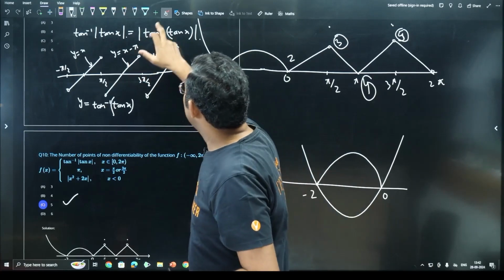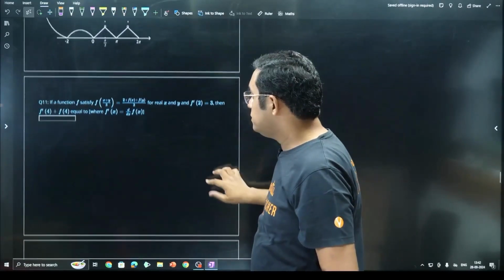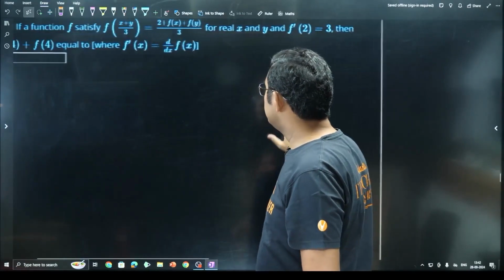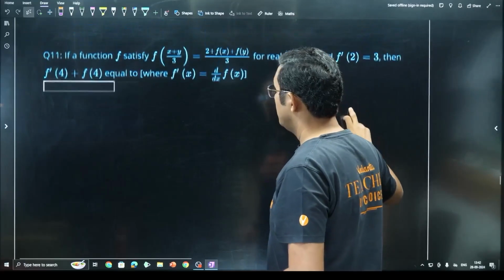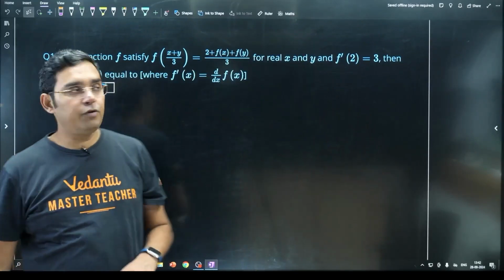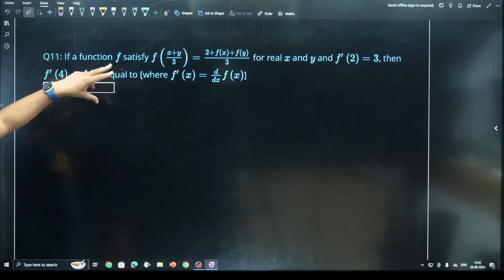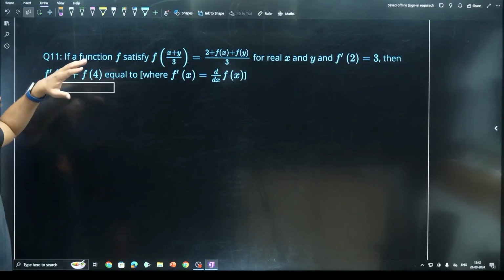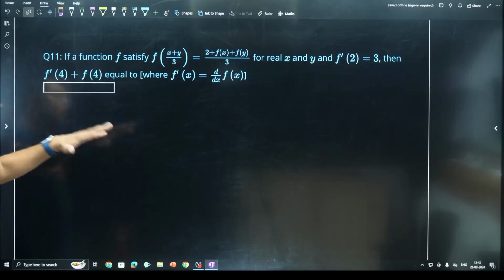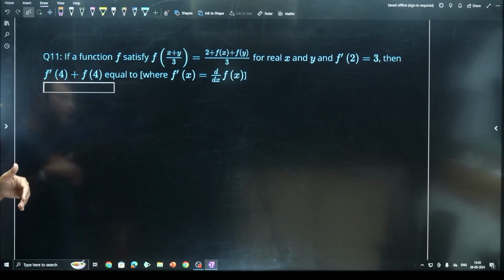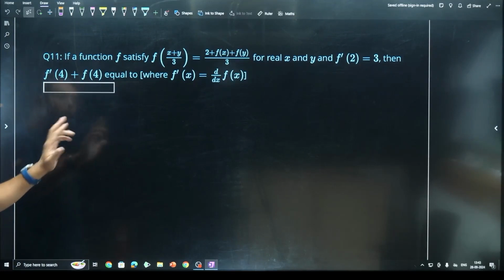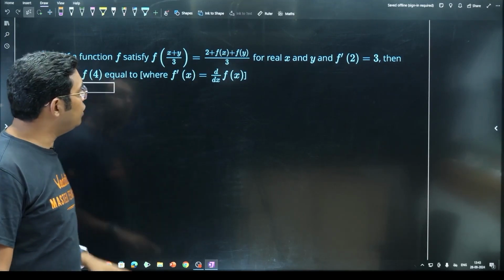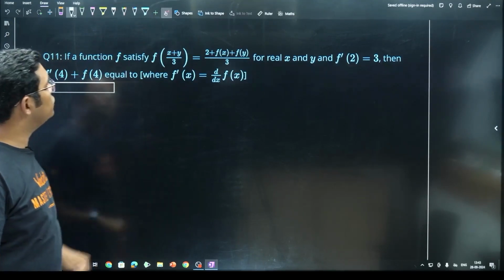Okay. Now moving to the next question, that is question number 11. Here we are given a functional equation: f of (x plus y) upon 3 is equal to 2 plus f of x plus f of y upon 3, for all real x and y, and f dash 2 is 3. Then we have to find f dash 4 plus f 4, where f dash x is d upon dx of f of x. Let's see how this question can be done.